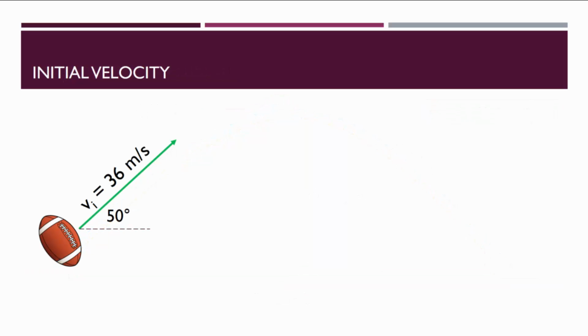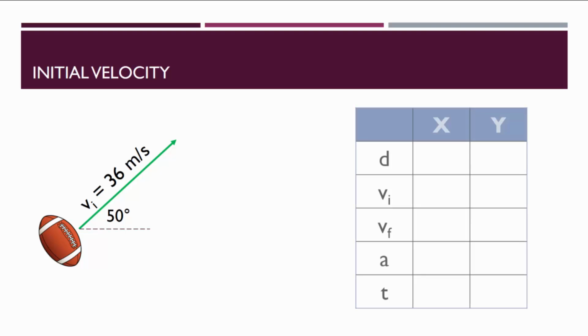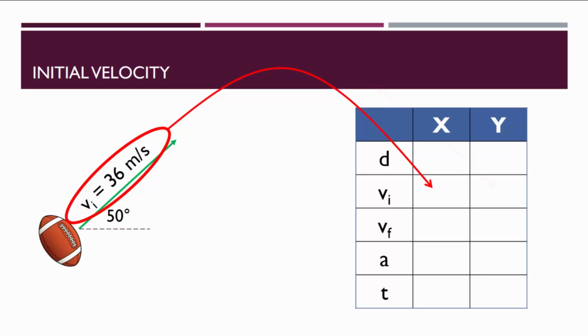Let's take a closer look at that initial velocity. Like we did with horizontal projectiles, we're going to organize our information in the table. Where does this 36 meters per second go? Is it VIX? Is it VIY? What do we do with it? Well, it's not vertical and it's not horizontal, so it doesn't go in either of those boxes.